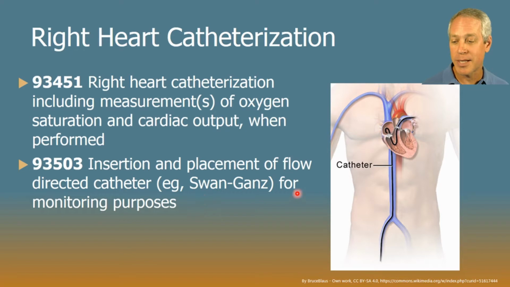Now, the Swan-Ganz catheter is a special kind of catheter that is used for measuring cardiac output and oxygen saturation, and it can in fact be used for the first procedure, 93451, too. So therefore, the only reliable distinction between these is if it's an in and out study or for monitoring.